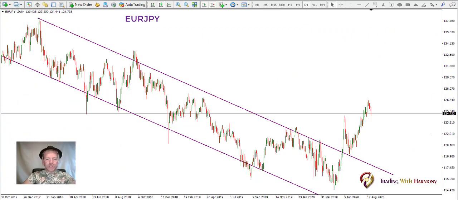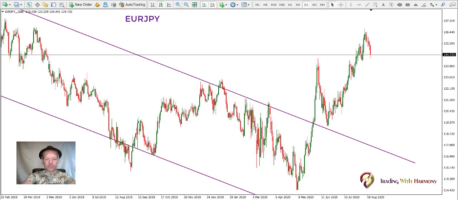Okay, so the euro yen. We can see here that after hitting a good resistance here, with this resistance, support, support, it is at a good structural level at the moment. Okay, so let's go into our actual 4-hour.